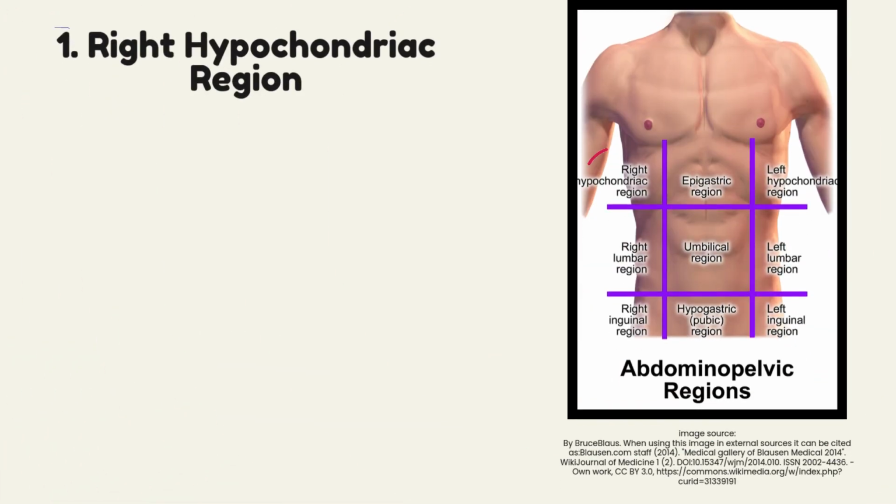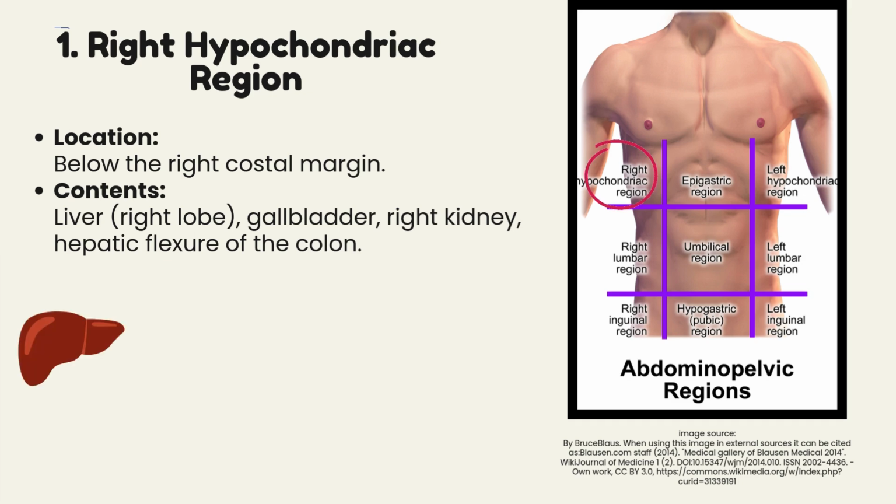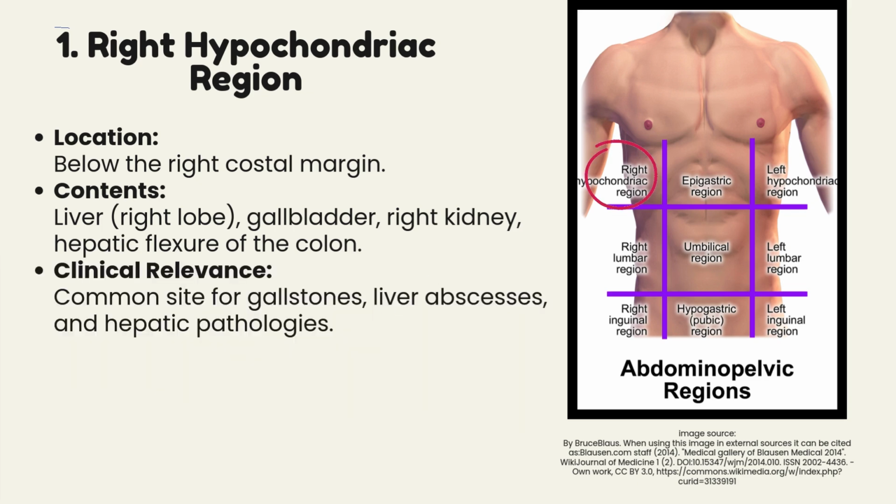Number 1. Right hypochondriac region. It is located below the right costal margin. It consists of the liver's right lobe, gallbladder, right kidney, and hepatic flexure of the colon. It is a common site for gallstones, liver abscesses, and hepatic pathologies.